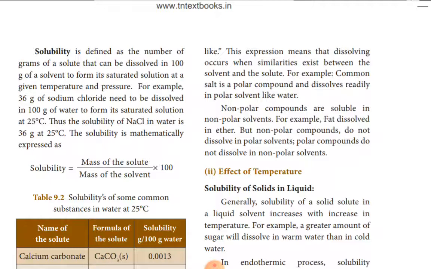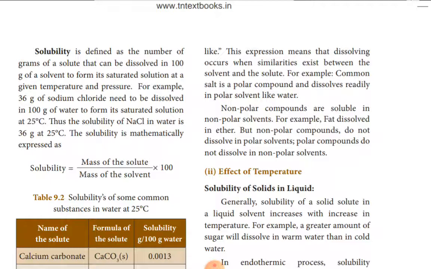At the same time, non-polar compounds are soluble in non-polar solvents. So fat will not dissolve in water. Fat is non-polar, so fat can be dissolved using ether, benzene, like that. Ether and benzene are non-polar solvents. So non-polar compounds are soluble in non-polar solvents. Fat in ether, wax in ether, benzene.